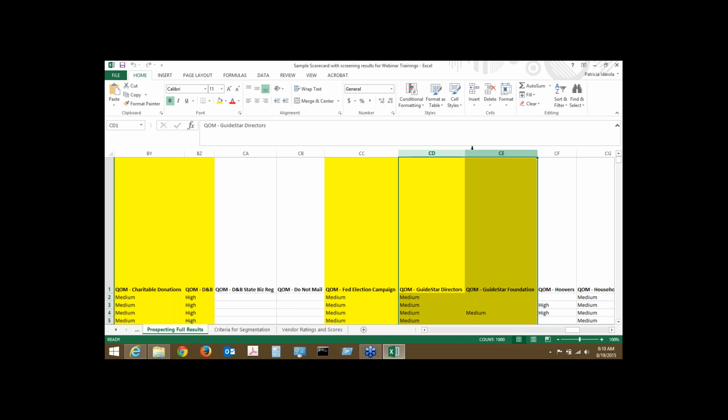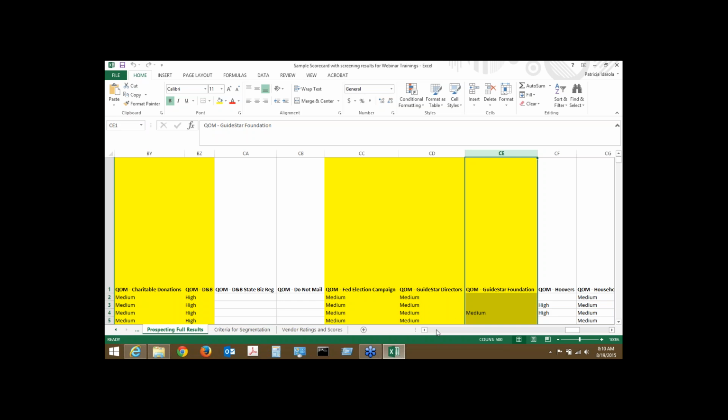It could be serving on the board of a Rotary Club, a corporate nonprofit, a family foundation, anything that's included in a Guidestar application. And for Guidestar Foundation, this means one of two things: your prospect is appearing on the 990 of a family foundation as an officer, or they're appearing on a family foundation 990 as a donor.